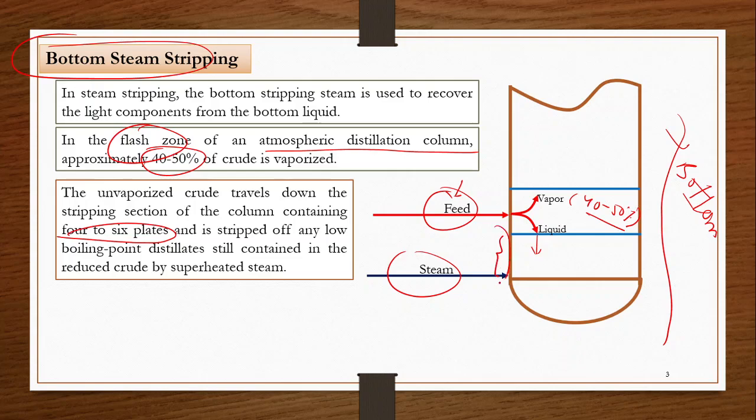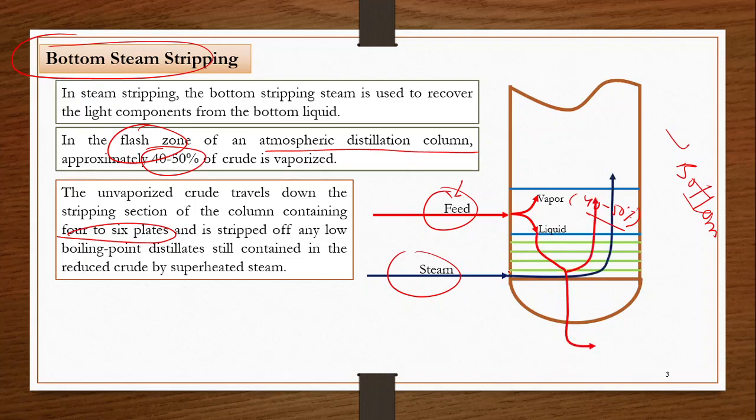This is the stripping section where there are different trays. For example, let us assume there are 4 trays. Normally 4 or 5 trays are there in the stripping section. So this whole section is called the bottom stripping section. In this stripping section, a portion of the liquid is taken out with the help of this bottom steam.